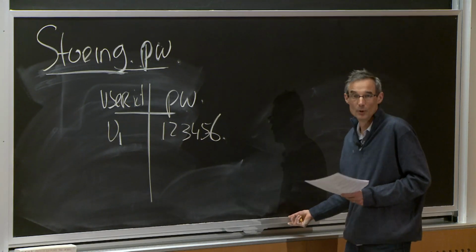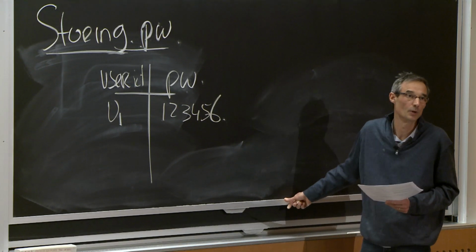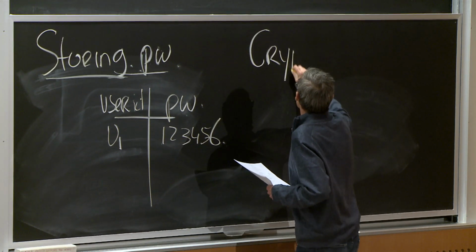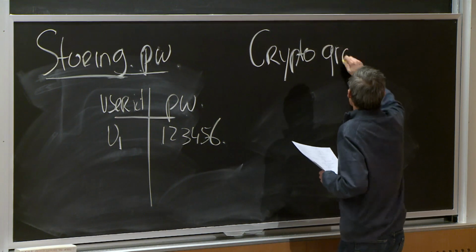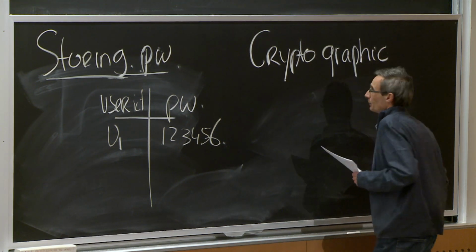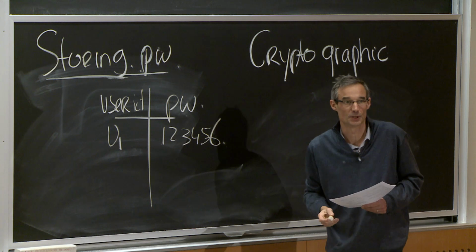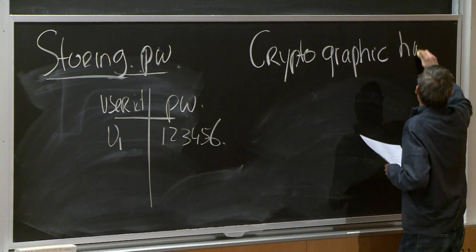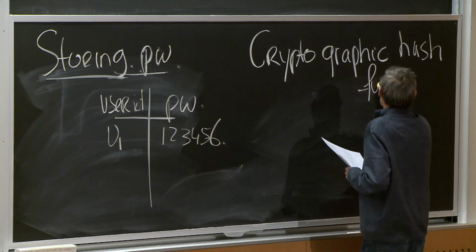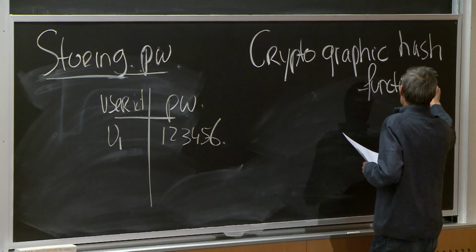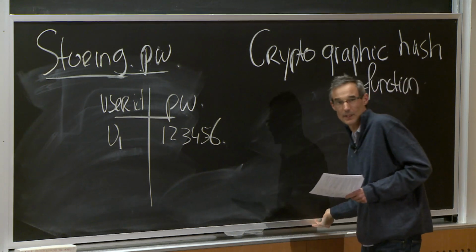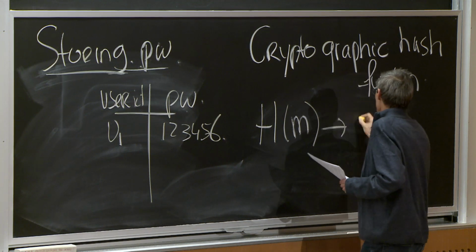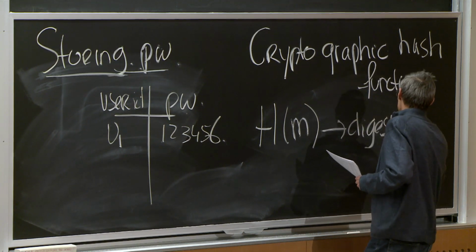Typically, what people do is use something called a cryptographic hash function. This is one of the cryptography functions that we're going to be using. Cryptographic hash functions, sometimes called one-way functions, have this great property that you can take a message and hash it to some shorter digest.